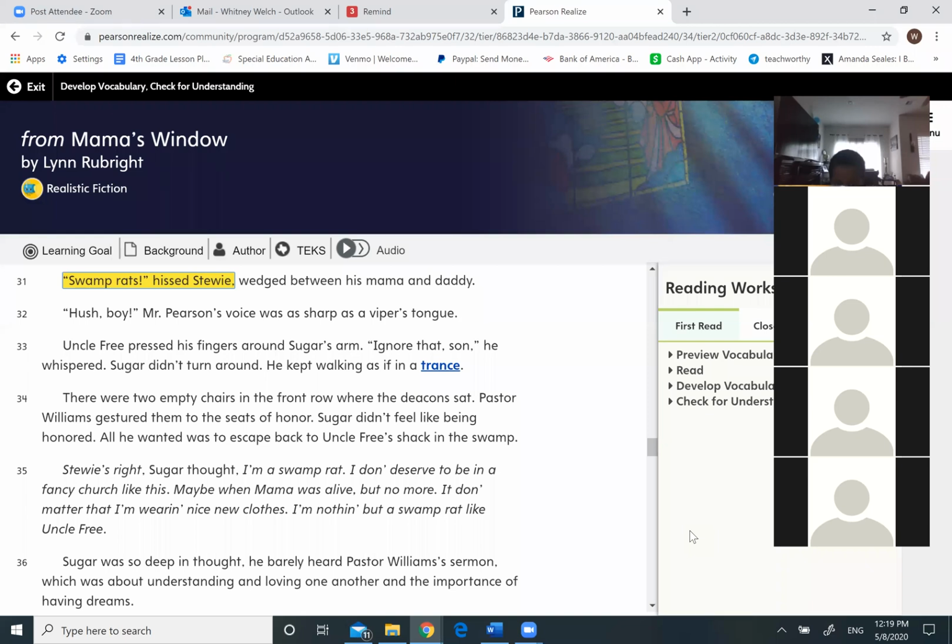But yes, Sugar thought that Stewie was right. He was a swamp rat. He didn't deserve to be there. Why do you think he felt this way? Why did he agree with Stewie?